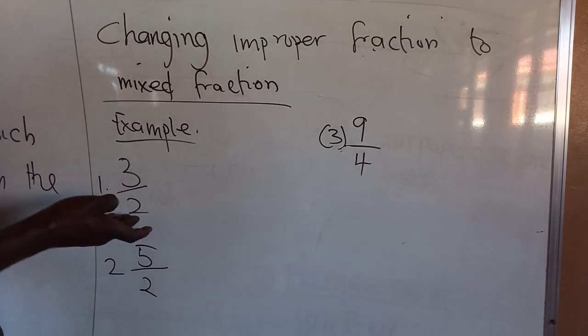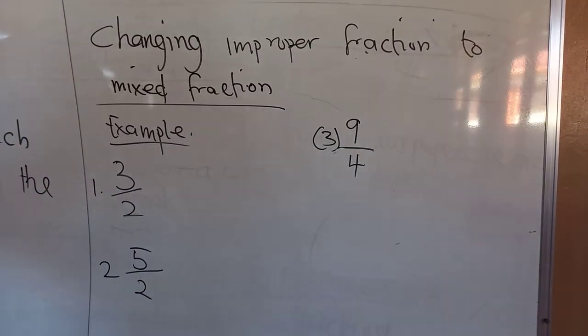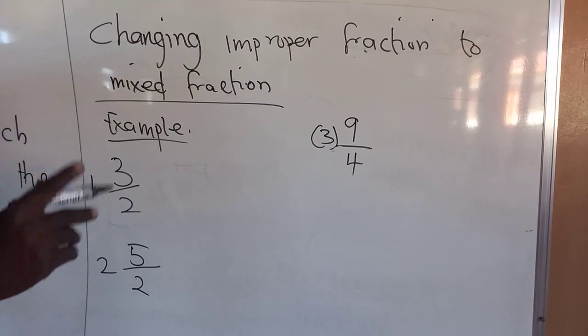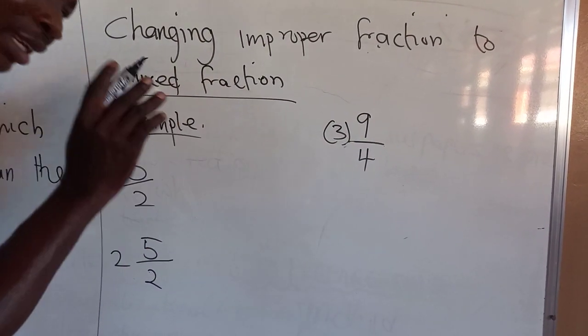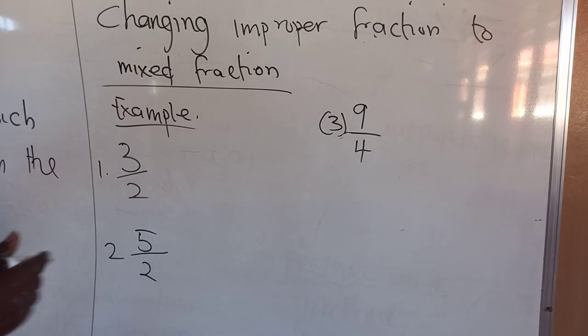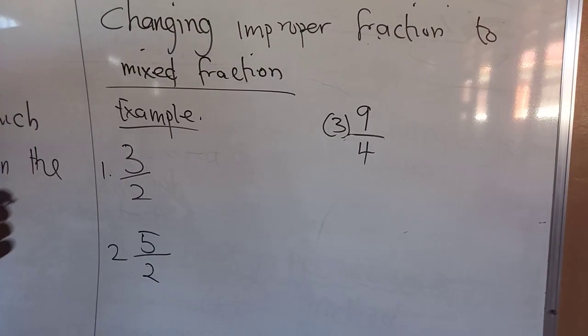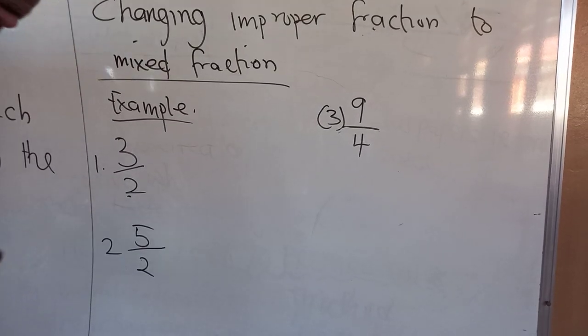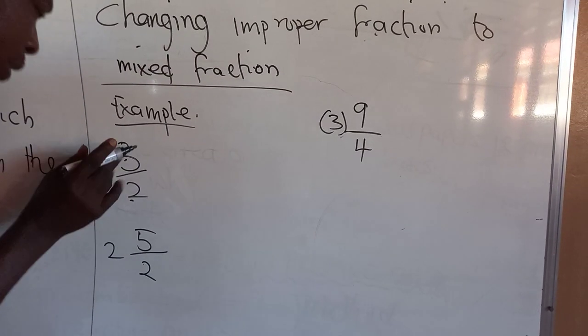Okay, so we have this improper fraction and we want to change it to what? To a proper fraction and a whole number. That is a mixed fraction. So first of all, when you see this, let this denominator divide into this.